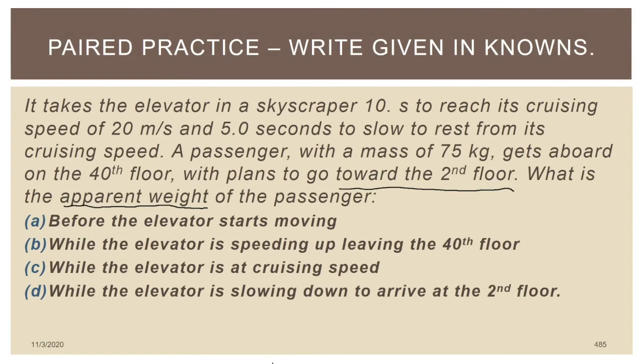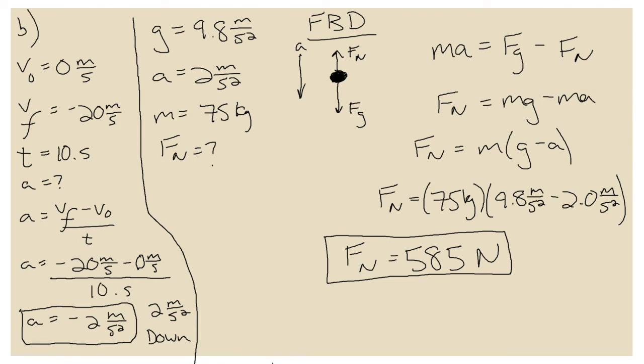So part D says, what is the apparent weight of the passenger while the elevator is slowing down to arrive at the second floor? So what we're going to need to do is something very similar to what we did for part B, because while the elevator is slowing down, it says here that there's a different amount of time it takes for it to slow down. And so we're going to need to figure out what the acceleration is and then use that to calculate the apparent weight. So our list of knowns should look very similar to our list of knowns for part B.